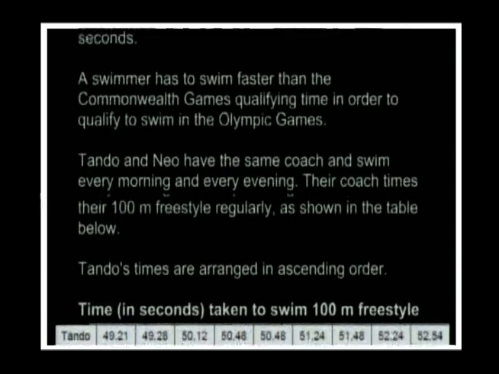Okay, so what's all this about? Let's go through it. Tandu and Neo love swimming, and they want to swim in the Commonwealth Games. In order to do that, they've got to be able to swim 100 meters. That's far, hey? A normal swimming pool, like the ones at schools, is 25 meters, so you've got to do 4 of those lengths, and you've got to do it in 49.23 seconds. That's less than a minute, folks. Yes, that's swimming like you cannot believe.